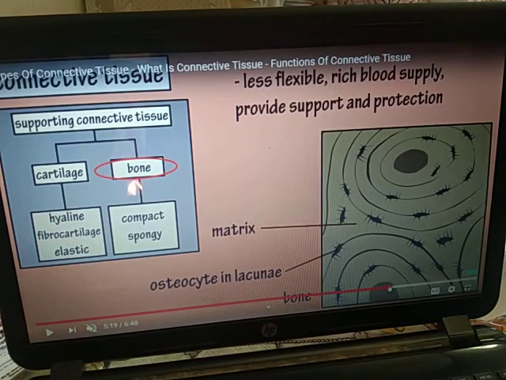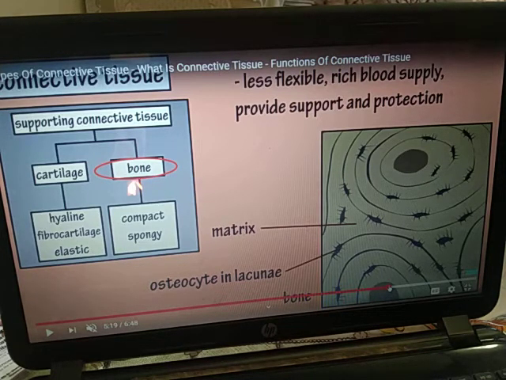Now children, let's come to the bone. Bone is another example of connective tissue. It forms the framework and supports the body. It also anchors the muscles and supports the main organs of the body. It is a strong and non-flexible tissue. We cannot bend it. Bone cells are embedded in a hard matrix that is made up of calcium and phosphorus compounds. Now you can see the bone cell.